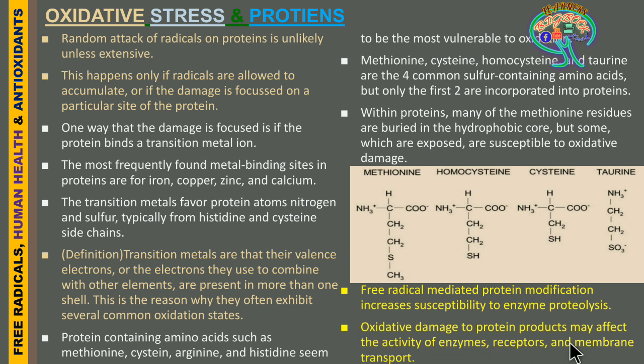Oxidative damage to protein products may affect the activity of enzymes, receptors and membrane transport. If that particular protein has reacted with the oxygenated radical, so the free radical has already damaged the protein, but the protein is still incorporated into the receptors, enzymes, hormones and membrane transport mechanisms, then it is going to show a different activity of that particular component.